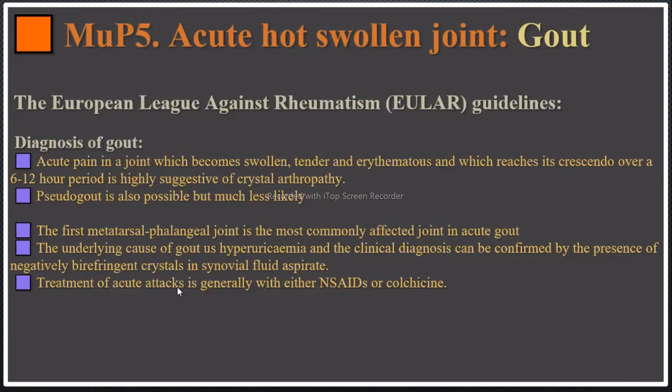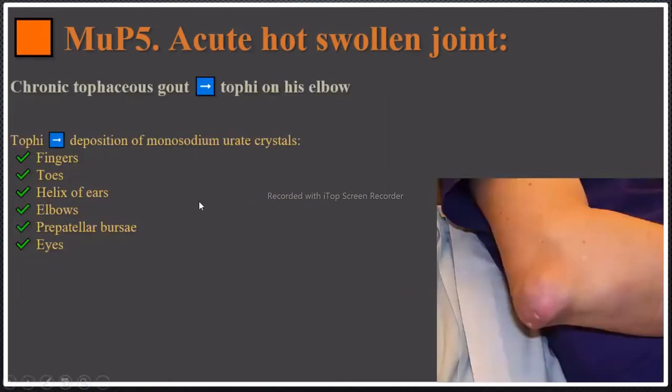Treatment of an acute attack is generally with either non-steroidal anti-inflammatories or colchicine. Also, they can give you this image. The diagnosis here is gout also. So this one, tophi: deposition of monosodium urate crystals. It will be in fingers, toes, helix of ears, elbows, prepatellar bursa, eyes. It can be any of them, any image of them, and they can ask you for the diagnosis.